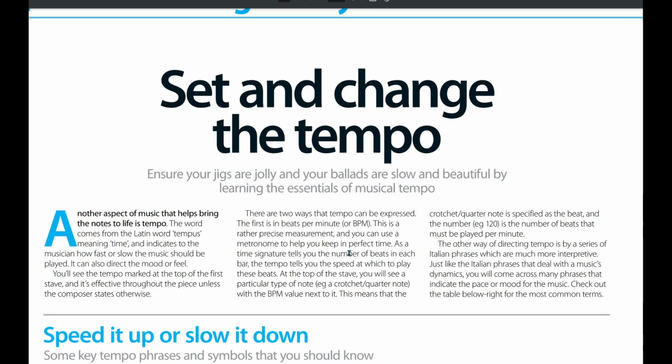On top of the stave, you'll see a particular type of note, e.g. a crotchet or a quarter note, with the beats per minute value next to it. This means that the crotchet or quarter note is specified as the beat. The number, e.g. 120, is the number of beats that must be played per minute.